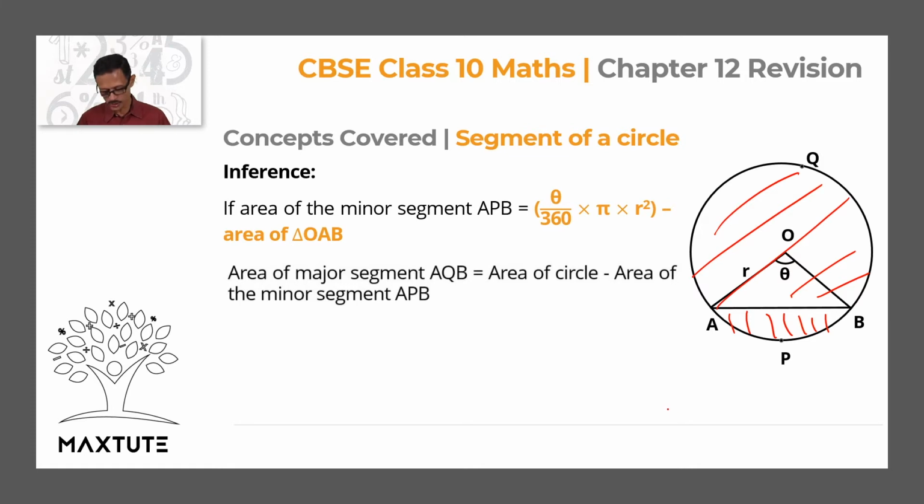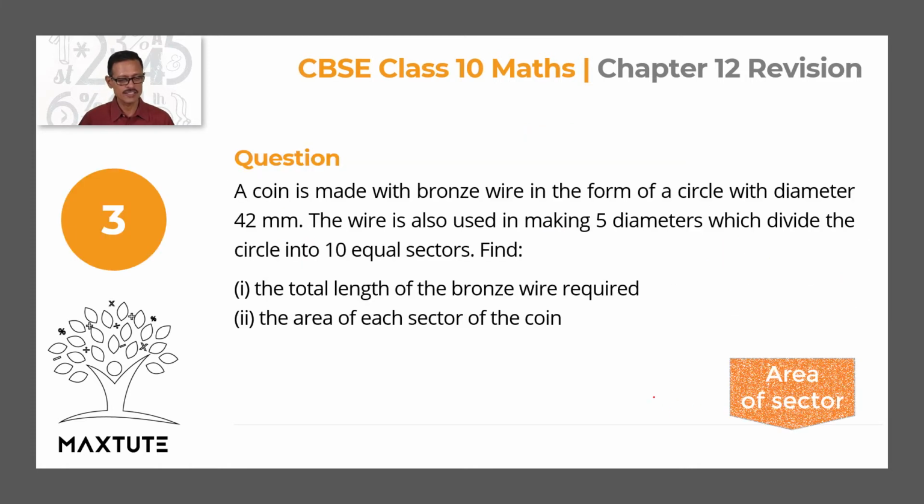Let's quickly run through a few questions. We're going to be doing about 5-6 questions to consolidate this idea. Start with the first one. A coin is made with bronze wire, right? The coin is not going to be a filled coin. This shape is made of bronze wire in the form of a circle with diameter 42 millimeters. The diameter of the circle is equal to 42 millimeters.